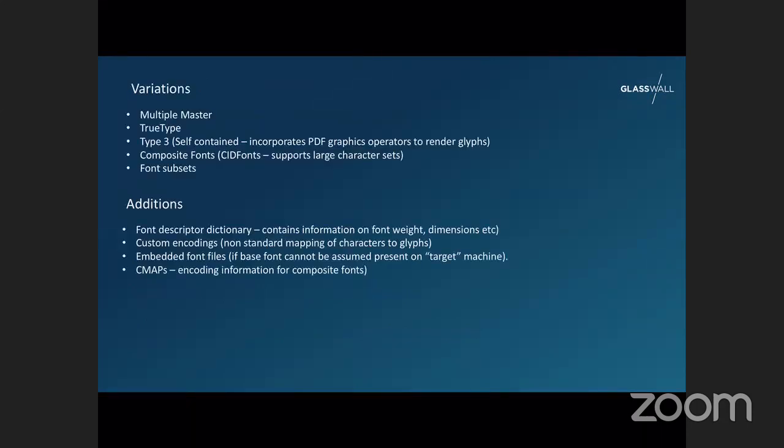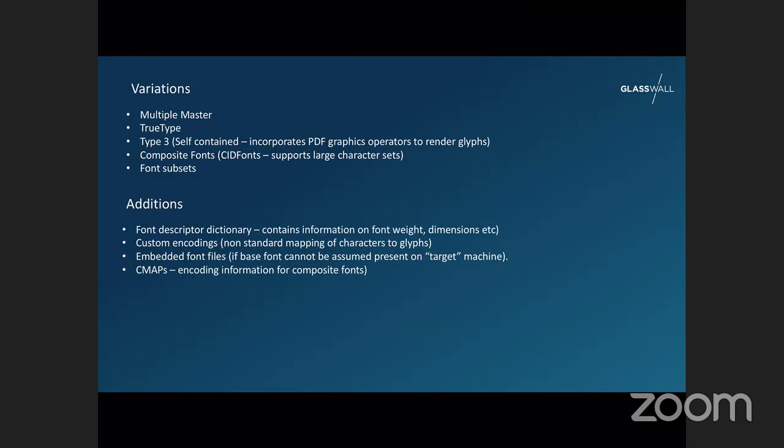There are variations on that. You have multiple master fonts, which basically define a font in terms of two versions of a font, and you can morph between those to generate italic, bold, whatever. There are TrueType fonts, there are Type 3 fonts. Type 3 fonts are interesting because they're self-contained. The font itself will contain a set of PDF graphic operators to actually render the glyphs. You have composite fonts, which are variations which support large character sets, like some of the Far Eastern languages, Chinese, Korean, whatever. And the other thing you can have is font subsets.